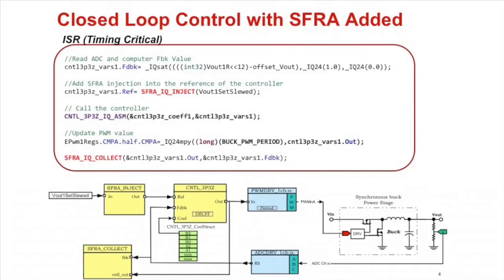Adding SFRA to the software, we see the addition of two new functions in the ISR, the SFRA IQ inject and the SFRA IQ collect. The inject function is used on the reference of the controller to add some disturbance, and the collection function is called with the values of the feedback and the compensator output to monitor the effect of the injected disturbance. A background function, SFRA background, needs to be periodically called in a slow background task and is responsible for periodically sweeping different frequencies and calculating the response based on the values measured in the inject and collect functions. Complete steps required to add the SFRA library to a project are listed in the SFRA library user guide.